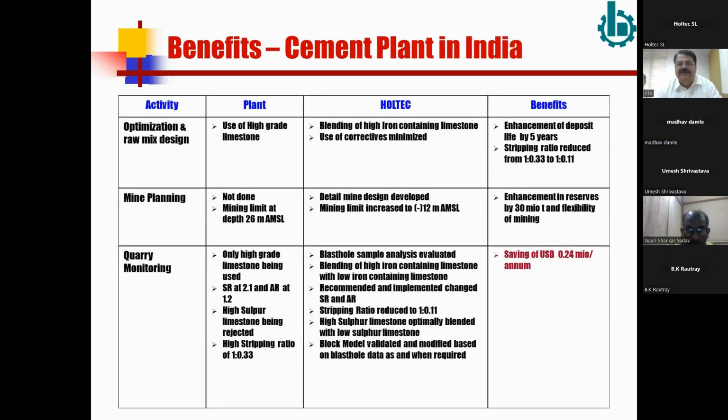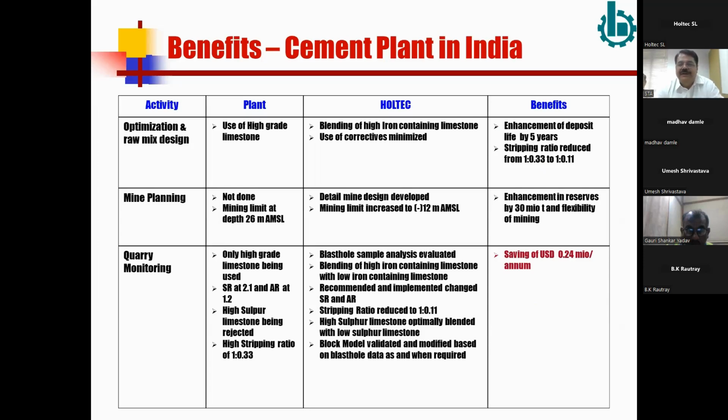This is a case study for a cement plant in India. The plant was using high-grade limestone. After optimization and raw mix design, blending of high iron containing limestone with low iron containing limestone was suggested, and use of correctives was minimized. This has led to the enhancement of deposit life by another 5 years, and the stripping ratio has been reduced from 1:0.33 to 1:0.11. The mining limit was fixed at 26 meter MSL. After detailed mine design and further exploration, the mine limit was increased to -12 meter MSL. There was an enhancement of 30 million tons of reserves.